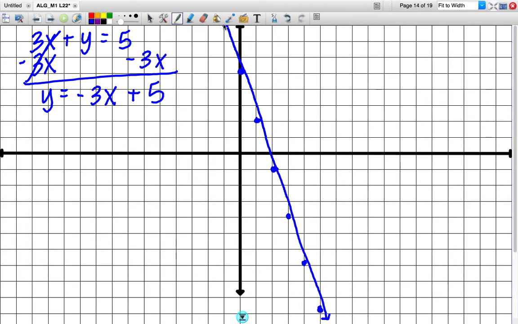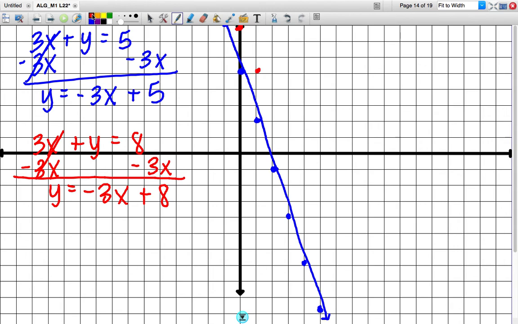Sorry. Now let's look at my other equation. 3x plus y equals 8. So again, I have to get this in slope-intercept form first. So I subtract 3x. And now I've got y equals negative 3x plus 8. So I got a y-intercept of 8, which is up top. And same slope, down 3 over 1.